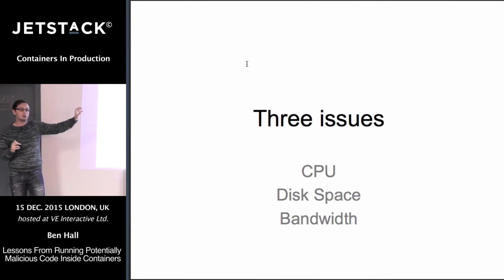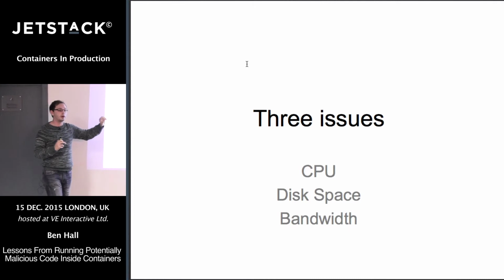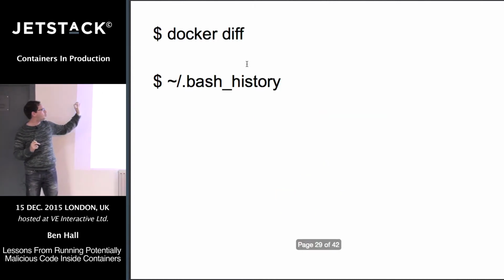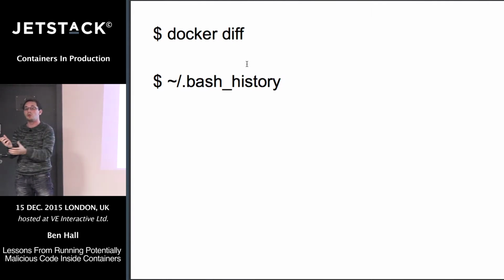CPU is great because CPU shares did actually resolve a lot of the issues. The fixes for fork bombs and stuff like that coming will be better, but disk space and bandwidth, not great. So we looked at ways to resolve this and how we could secure what we had built.